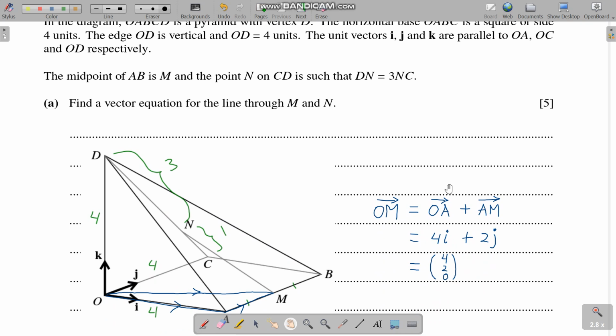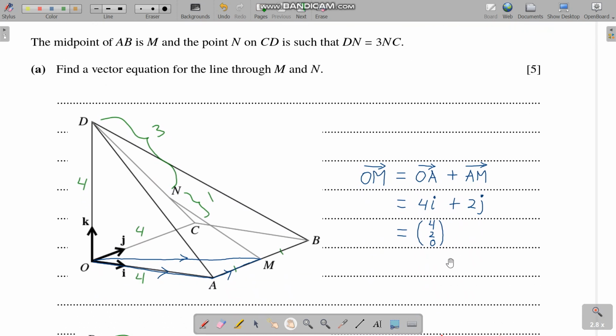Alright, now find a vector equation through M and N. So to find the line equation through M and N, we need the coordinates of M and the coordinates of N. And to find the coordinates of M, OM is from O to M. We can go from O to A and then A to M. So from O to A, that is 4i. A to M, the length is 2 because M is the midpoint, so this is 2, and the direction is j, so 2j. So in column notation, this is i, j, k: 4, 2, 0. There's nothing, means we have actually 0k here.